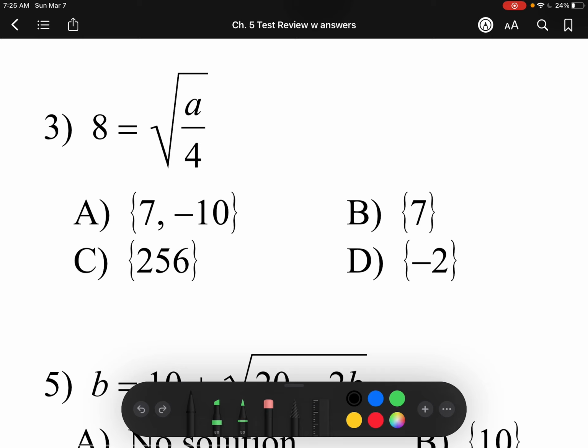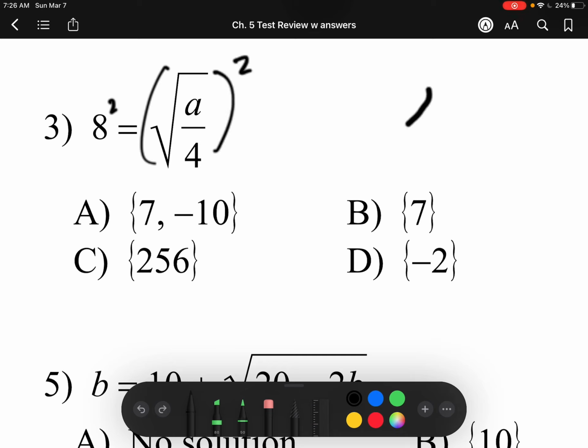All right, so number 3. Step 1, isolate the radical on one side of the equation. This radical is already isolated. So then we're going to move on to step 2, raise each side of the equation to the power of the index. So the power of the index here is, again, 2. So I'm going to square both sides, right? When I square both sides, it gets rid of this radical.